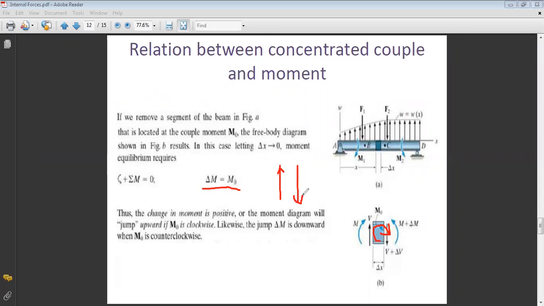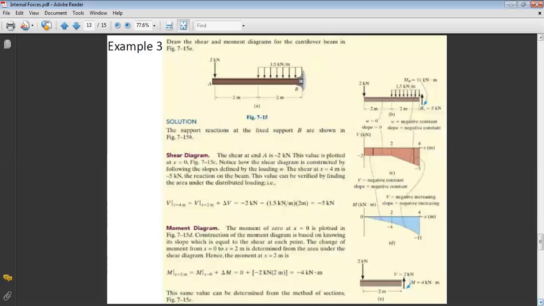Now, to understand more all of these issues, we will do some examples together. Let us start with this example. The support reactions, no, just let me see the given.